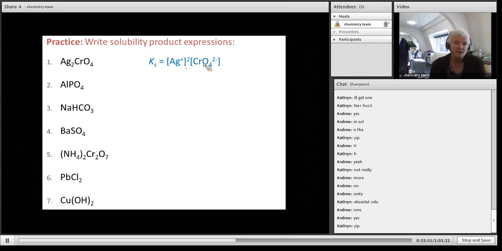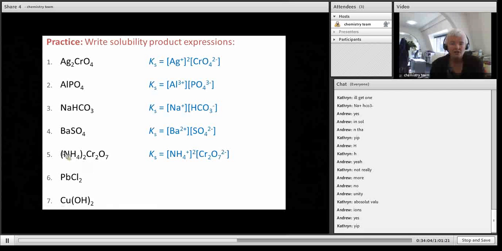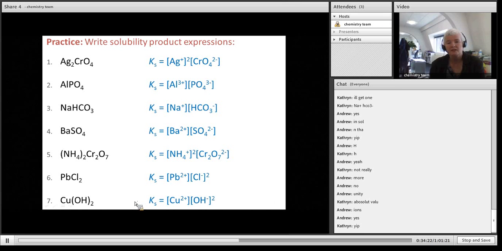That was an AB, so it's just a straightforward multiplication. That's an AB, that's an AB. This is an A2B, so I've got twice the amount of ammonium. So it's ammonium times dichromate, so it's ammonium squared dichromate. This is an AB2, so it's lead times chloride, so it's lead chloride squared. And for copper hydroxide, it's copper hydroxide squared. Do you think you can write the solubility product expressions?